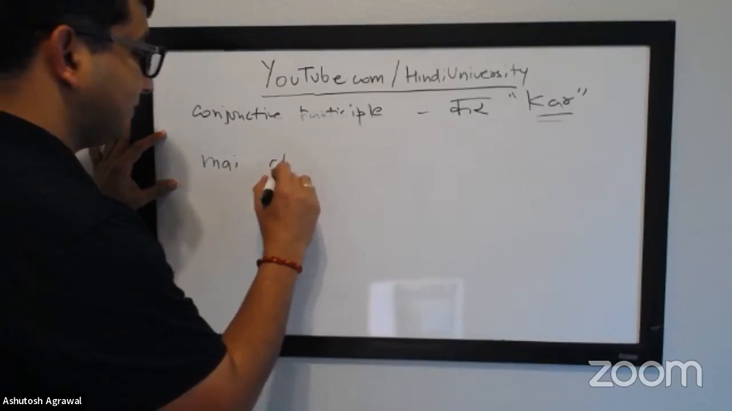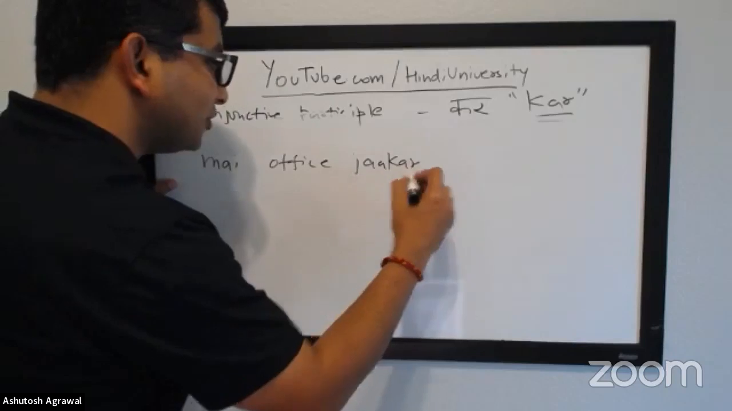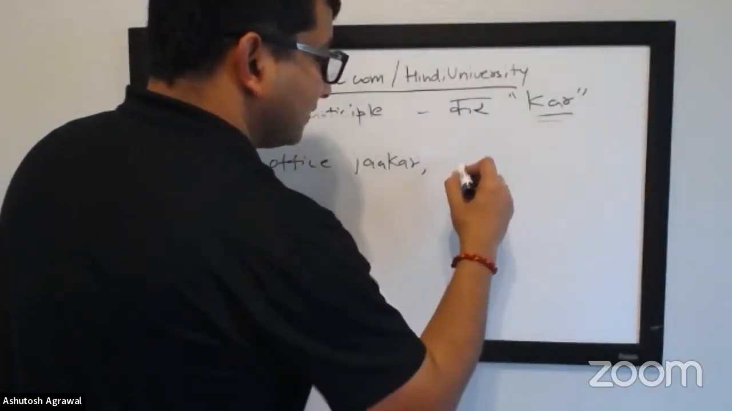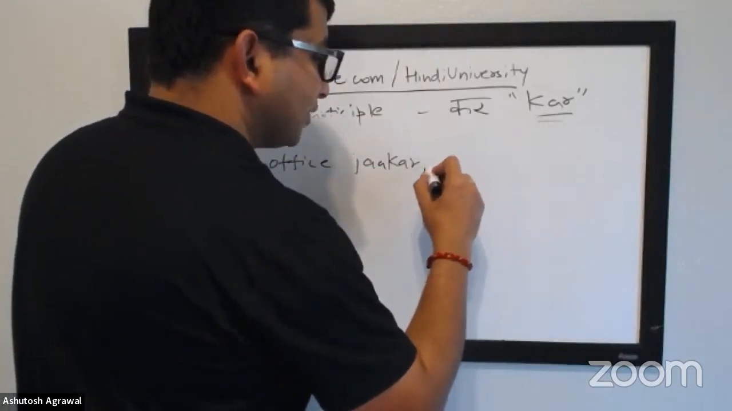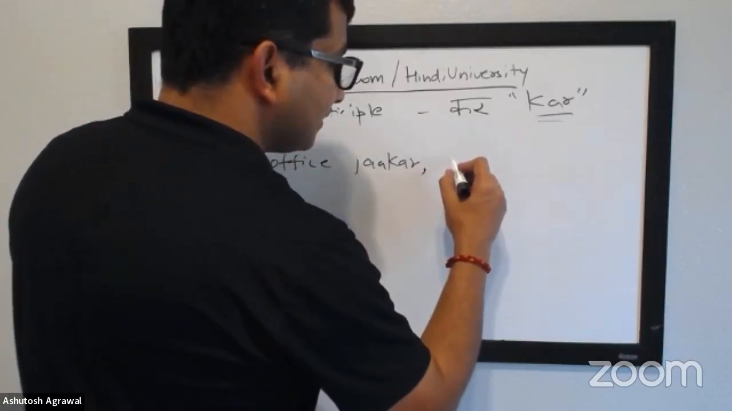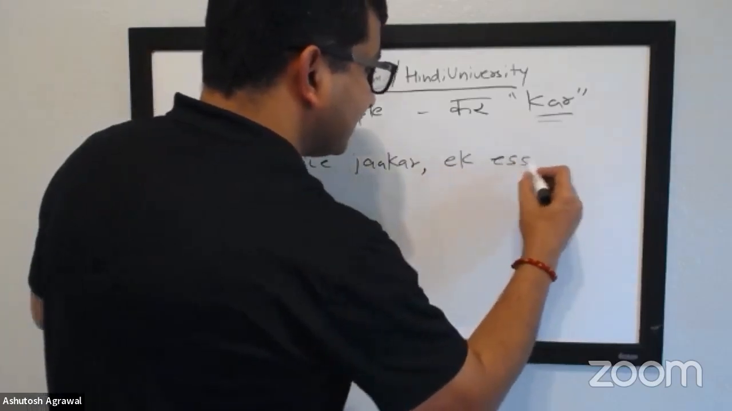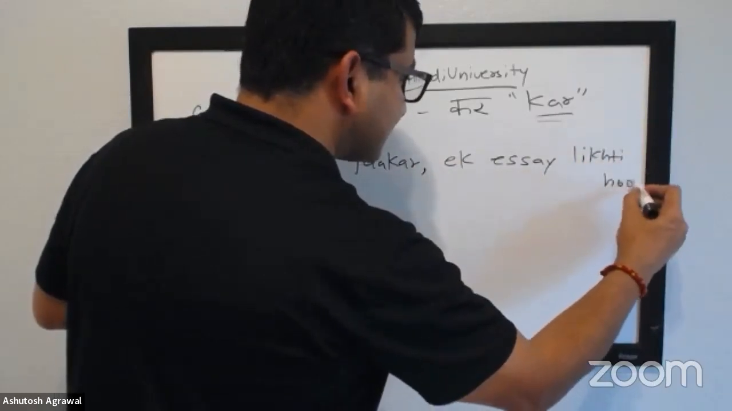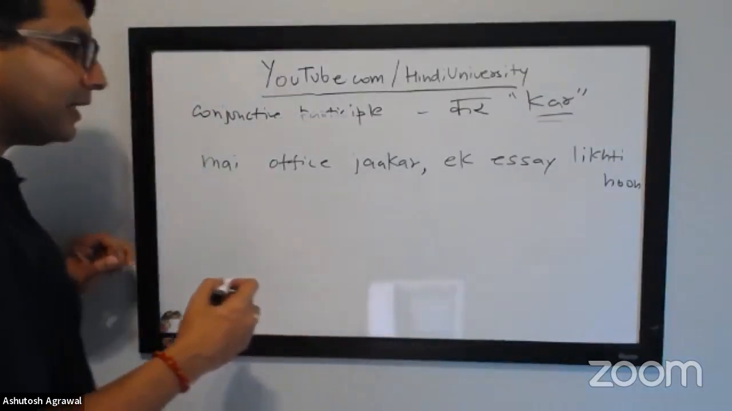मैं दफ्तर जाकर, yes, keep going, what do you do? एक निबंध लिखती हूँ. One more time, मैं ऑफिस जाकर या मैं दफ्तर जाकर एक निबंध लिखती हूँ. I'm a journalist. Very good, right, मैं ऐसे लिखती हूँ, after going to office I write an essay. और निबंध लिखती हूँ. Okay, very good.